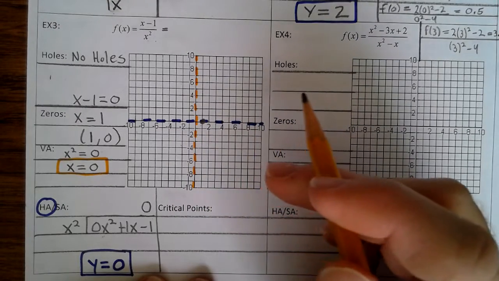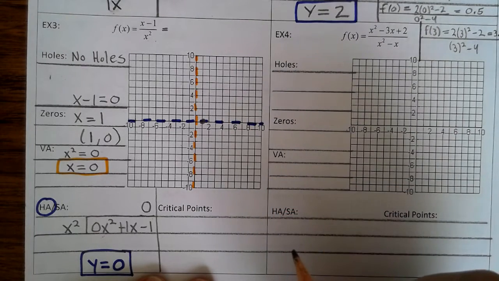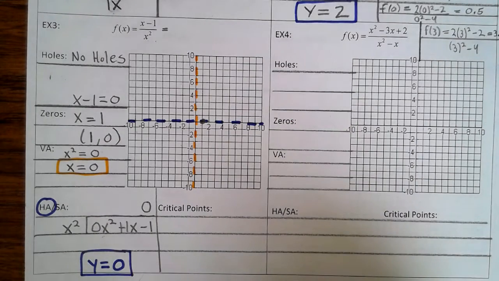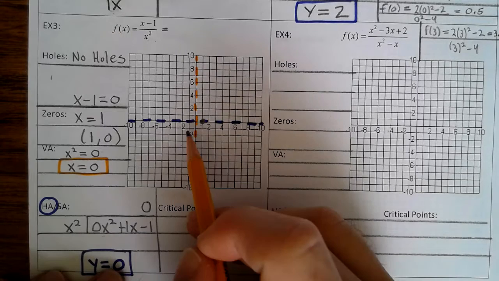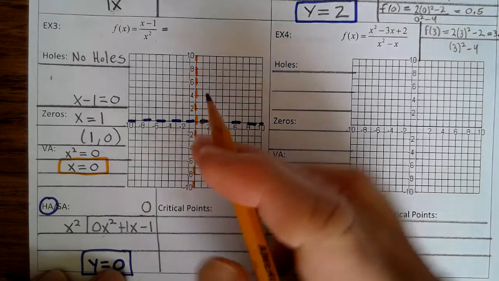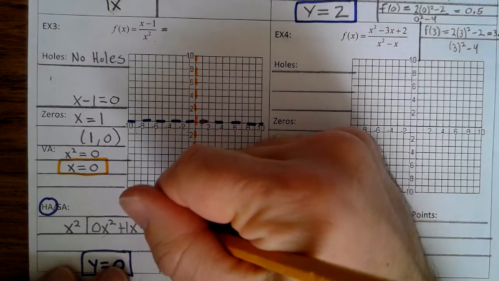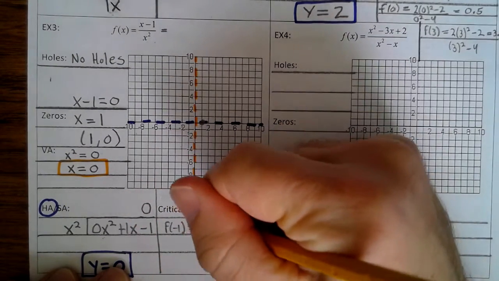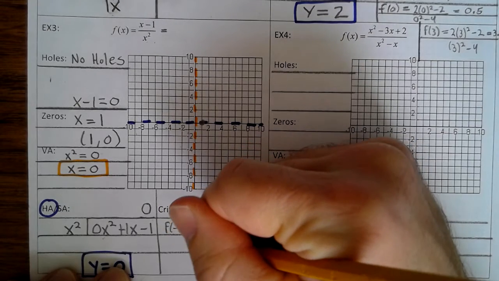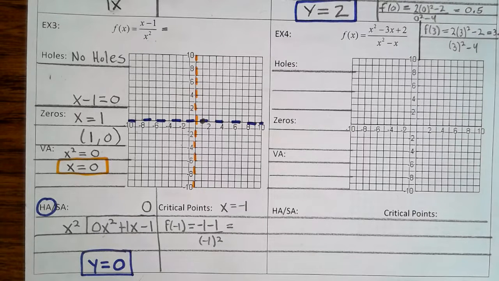All right, so now we need to do critical points. Now we need to pick a point to the left of x equals 0 and to the right of y equals 0. So here I'm going to use x equals -1 as the first one. So we do f of -1 equals -1 minus 1 divided by -1 squared, which equals -2. So the point -1, -2 is right here, which is critical because now it tells us the curve is right here.